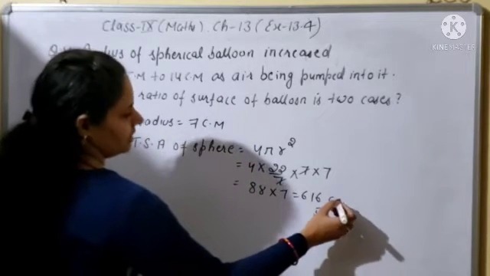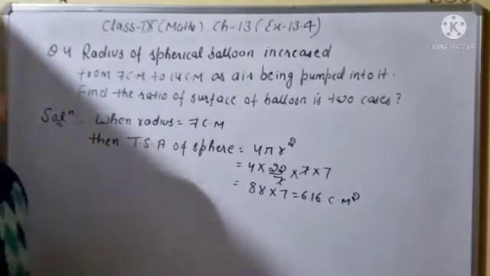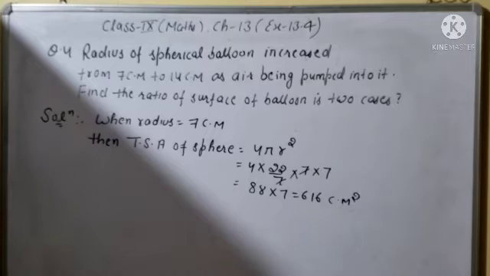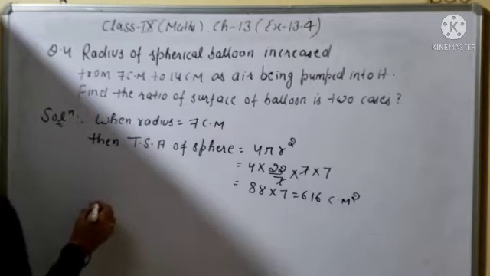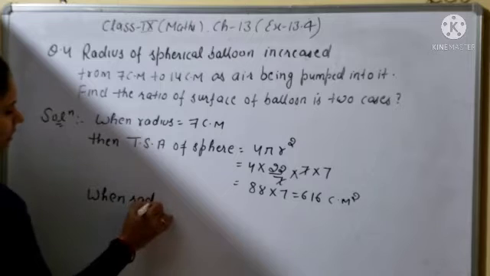So centimeter square, because this is the total surface area of the sphere. When you are finding the area, you will put it in the square unit. Okay, square centimeter.